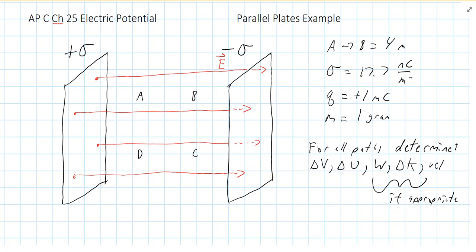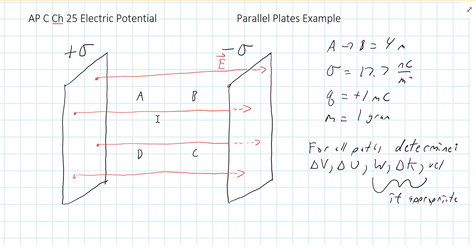All right, hopefully you've copied everything down. We have a positive plate on the left and a negative plate on the right. Those are producing an electric field that points to the right. I've drawn a couple representative lines for that field. And we are going to move from A to B to C to D back to A. Each of those distances is going to be 4 meters.